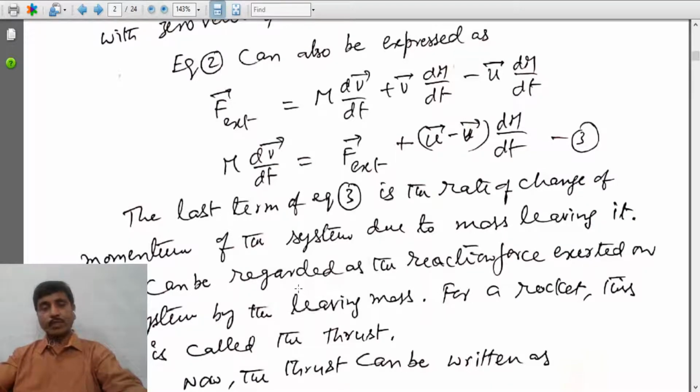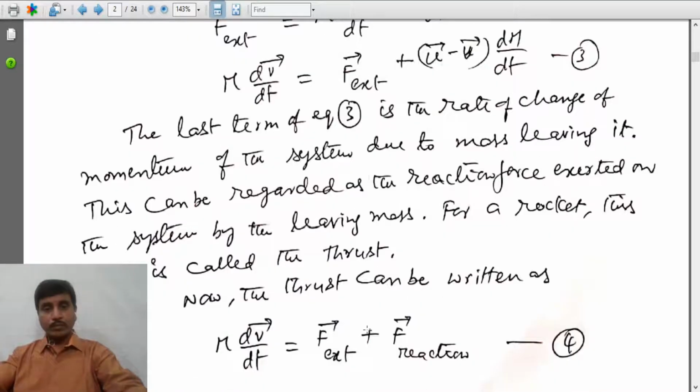That means from the system a small mass is ejected. This leaving mass exerts a force on the system. That force is called reaction force, that is equal to (u bar minus v bar) into dm by dt. For a rocket, this term is called the thrust.